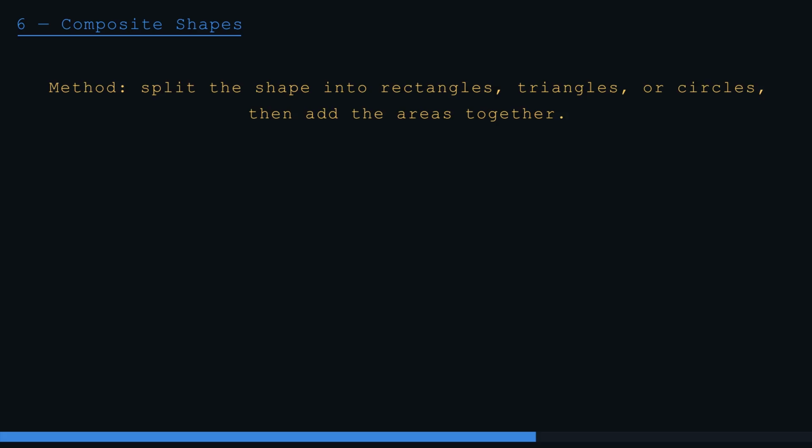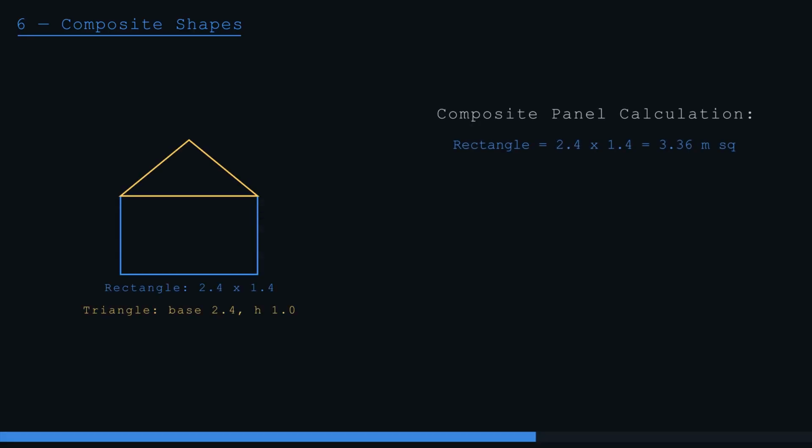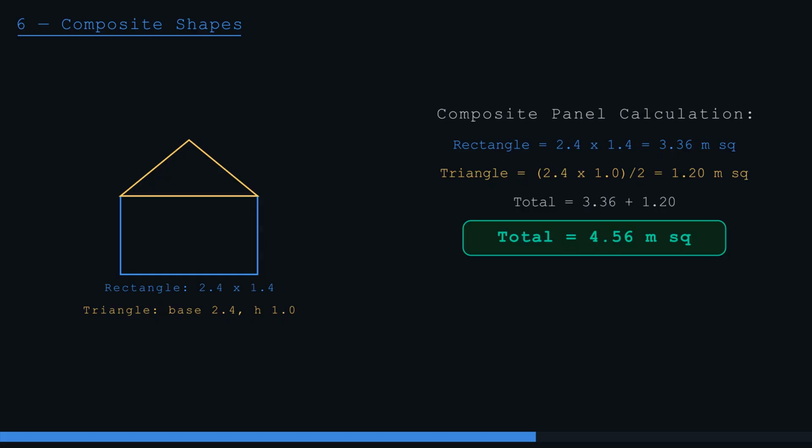Composite shapes are made of two or more simple shapes joined together. Split the shape into rectangles, triangles, or circles, calculate each area separately, then add them together. For this panel shaped like a rectangle topped with a triangle, rectangle area is 2.4 times 1.4, equals 3.36 square meters. Triangle area is 2.4 times 1.0 divided by 2 equals 1.2 square meters. Total area is 3.36 plus 1.2, equals 4.56 square meters.